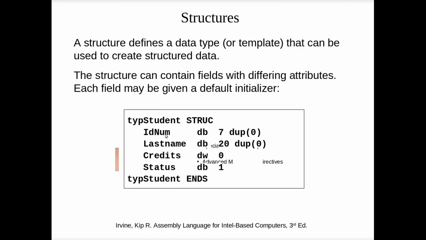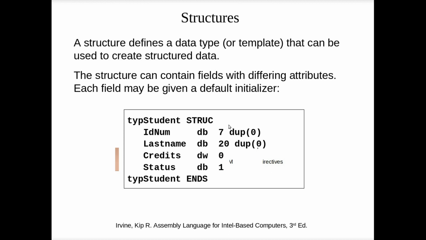In this case, we have one field called ID num, which is a byte, and it's basically 7 bytes, with zeros as placeholders. So this would take 7 bytes of memory, because there's 7 times 1 byte. The last name is going to be a string of 20 bytes. The credits is going to be a DW, which is just another way to say word, with an initial value of 0, and the status is a DB of 1 byte.